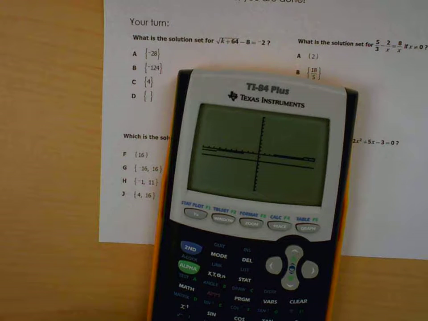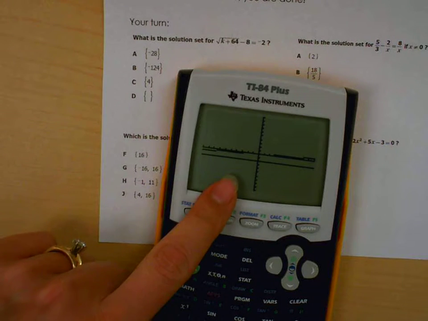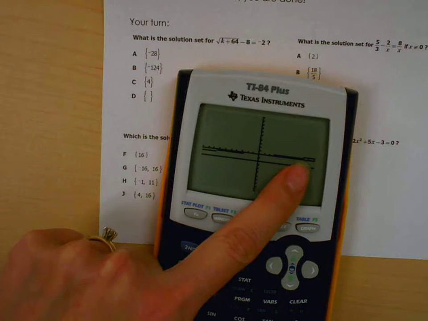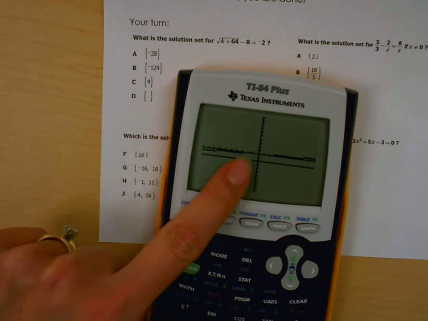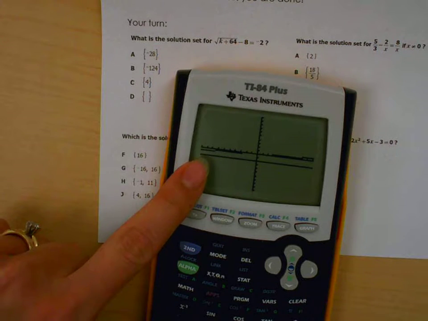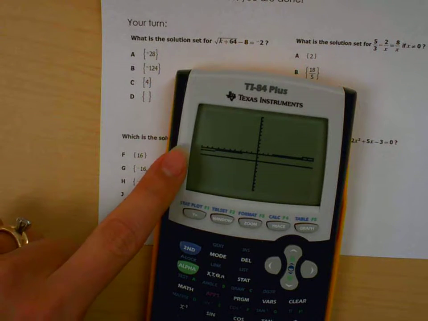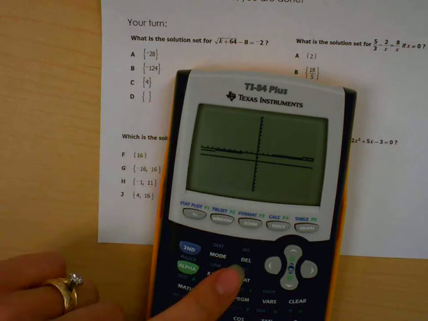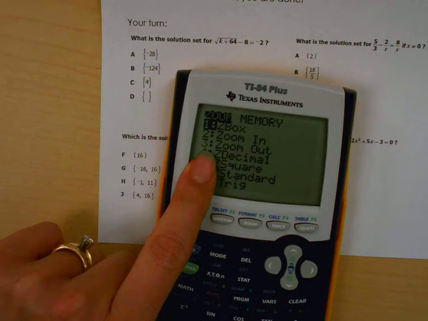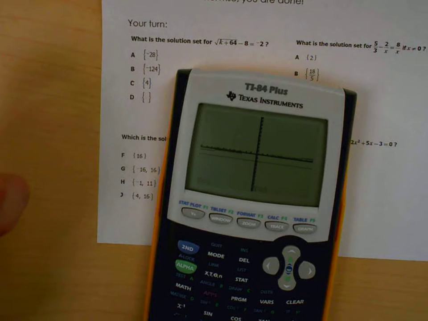Okay, so right now, I'm going to need to change my window because I don't see them intersecting at all. This one is here, this one's going straight across. It looks like they're going to intersect somewhere down here. So I can either change my window to show more negative values for y, or I could just zoom out. If I hit zoom and go to zoom out and then hit enter, it zooms out a bit. Now it looks like I might have it.